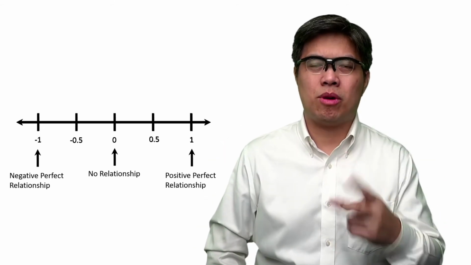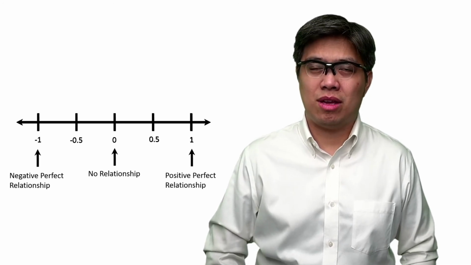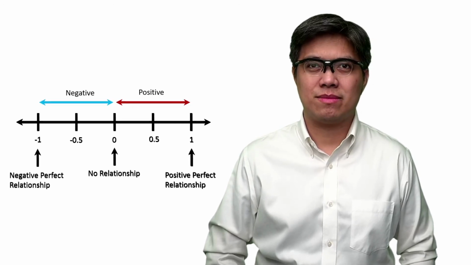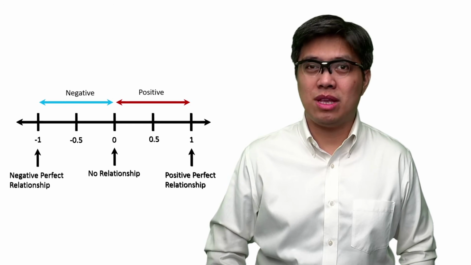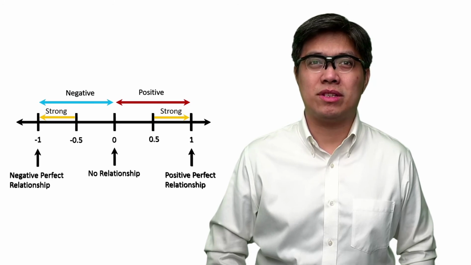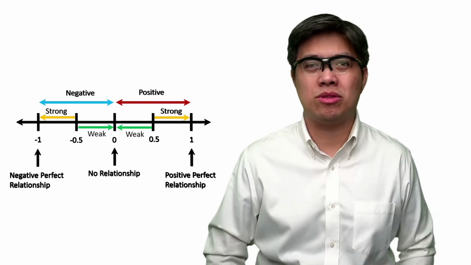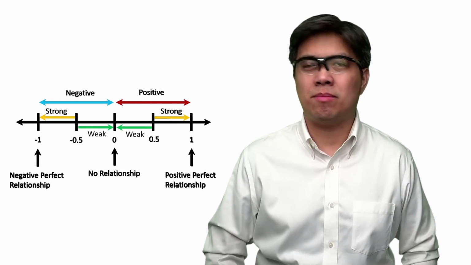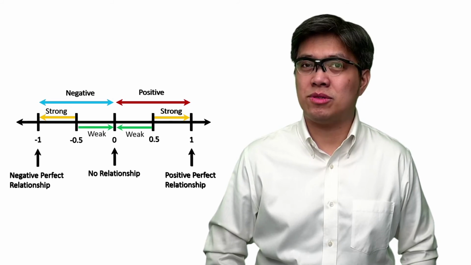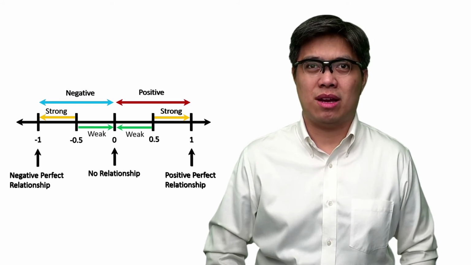There are two descriptive words often associated with correlation. First, if it's greater than 0, it's positive. If it's less than 0, it's negative. The second descriptive word used is, if it's closer to negative 1 or positive 1, it's considered strong. If it's closer to 0, it's considered weak. So there are four descriptive combinations to describe correlation. Is it positive strong, positive weak? Is it negative strong, negative weak? Those are the four combinations that we often use to describe correlation.